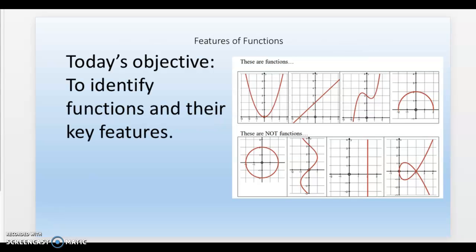All right, today's objective is to identify functions and their key features. The title for today is always up top in every slide, Features of Functions. That's the title for today. You're going to need that for the notes assignment, okay? Guys, up top here, these are three or four functions, okay? And down here, these are four that are not functions. Just to show you an example.